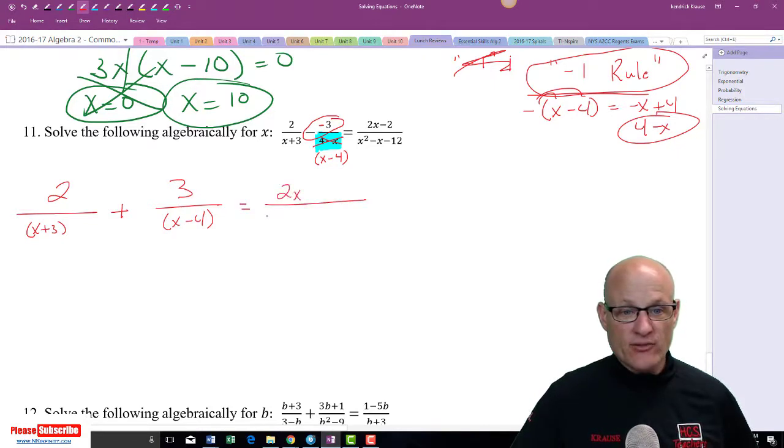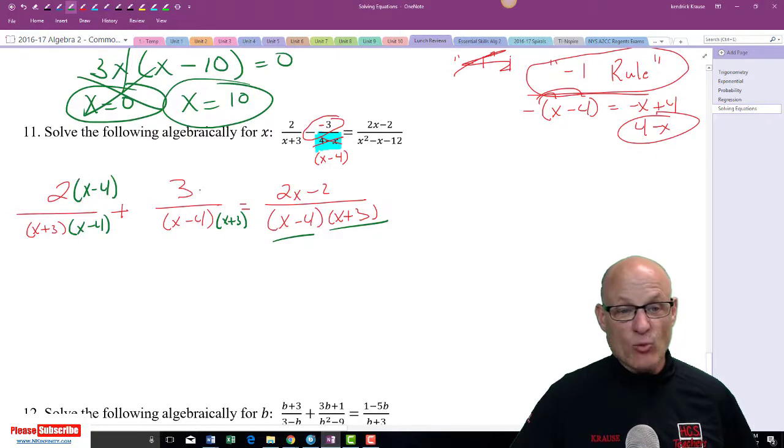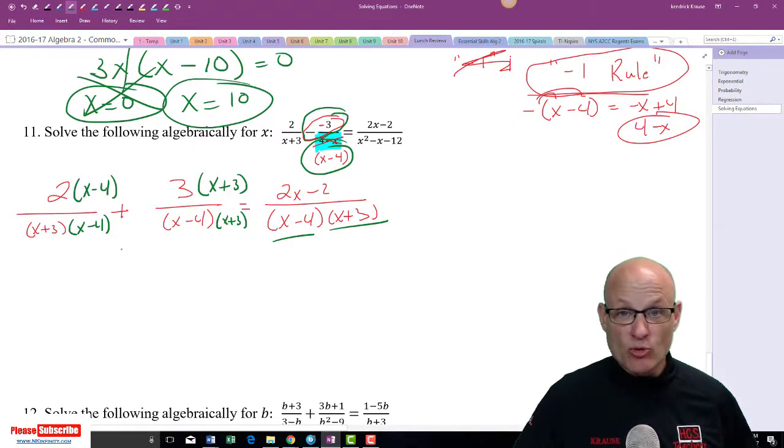And this is 2x minus 2, and let's factor this, x minus 4, x plus 3. Well, it should be obvious that this one's missing the x plus 3. The common denominator is x minus 4, x plus 3. This one's missing the x minus 4. Once I've done this, this problem is ginormously simple. I get all those common denominators the same, I change the numerators, and now I just have to set the numerators equal to each other.